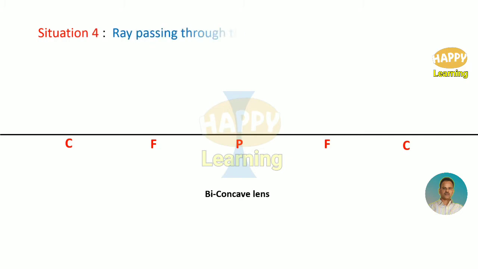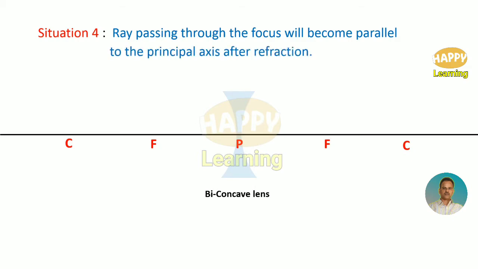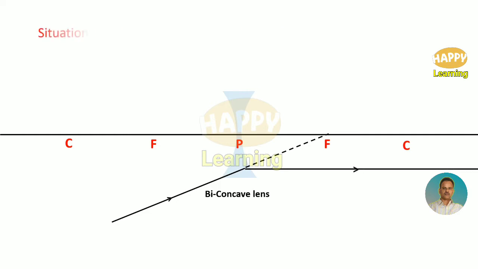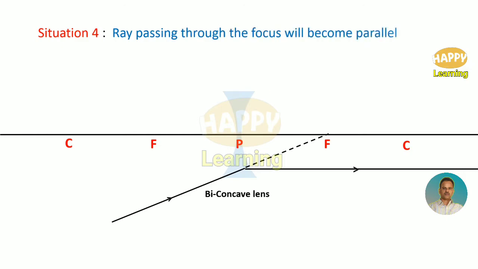Then situation 4. Ray passing through the focus will become parallel to the principal axis after refraction. So this is a ray targeted to enter through the focus. Because there is a concave lens in between, it cannot enter into the focus. It is trying to enter into the focus, but after refraction through the concave lens, this ray becomes parallel to the principal axis.